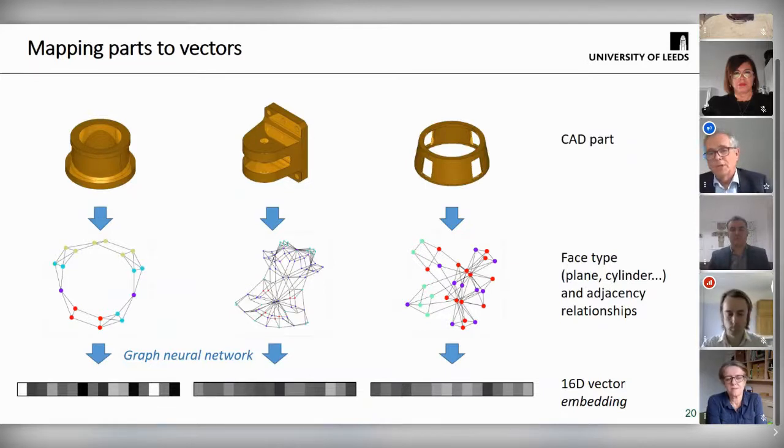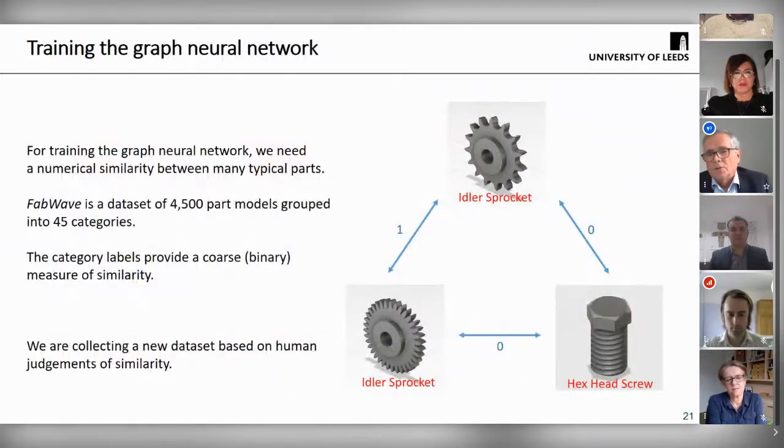Now, within machine learning, of course, in order to do this, we need to be able to configure the graph neural network. We need to be able to train it. So the next slide, please. So in order to train the graph neural network, we need a large data set of similarities between typical parts, because what we want is for these vectors to be similar when the parts are similar and dissimilar when the parts are dissimilar. So when we embed a part into this 16-dimensional vector space, the mapping should be performed in such a way that similar parts, similar shapes, occupy positions in the space which are close together.